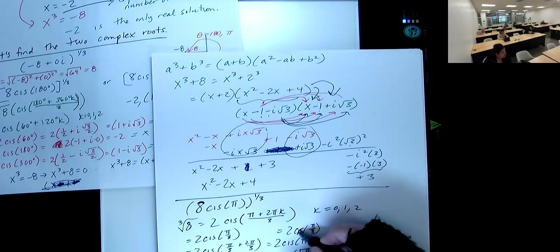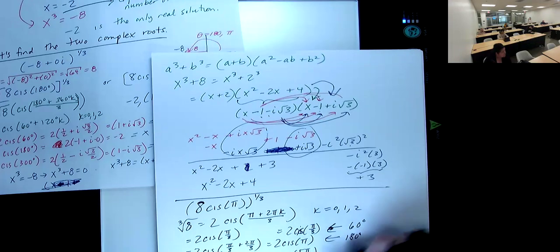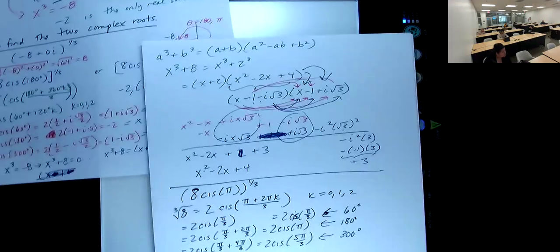Putting them all next to each other, that's our 60-degree one. That's our 180-degree one that we did earlier, and that's our 300-degree one that we did on the previous page.